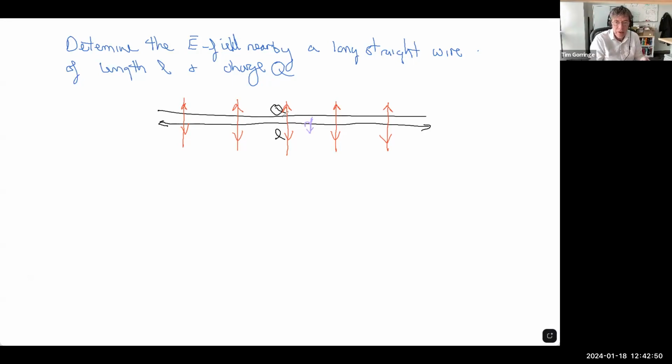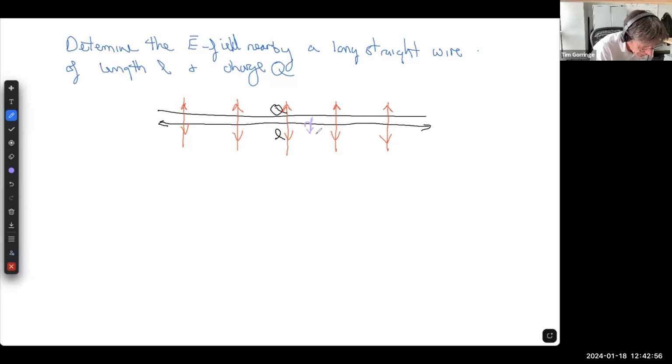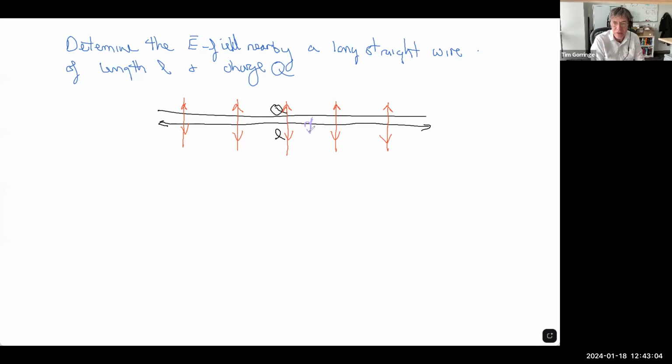Now, we said we want to calculate the electrical field nearby the wire. And I'm going to pick a point that's nearby the wire. It's indicated here by this radial distance r that this field point is from the wire.